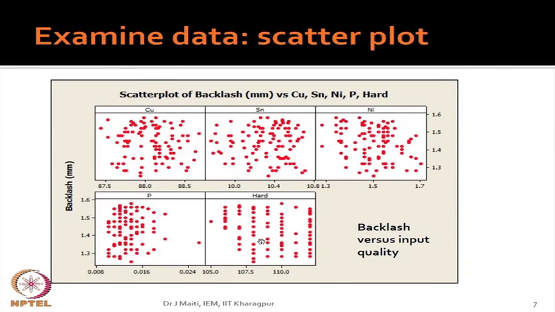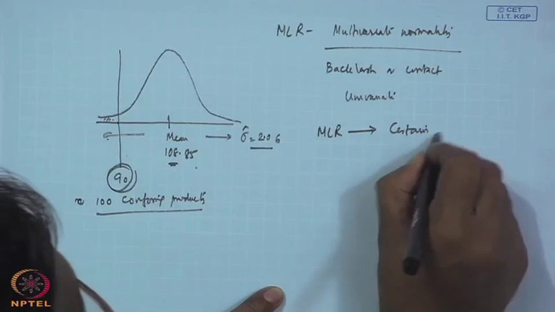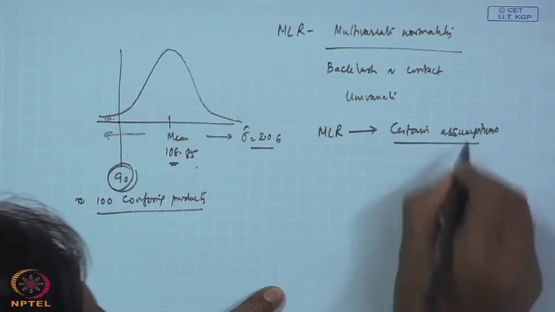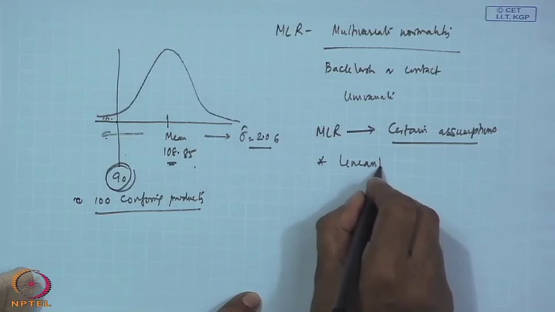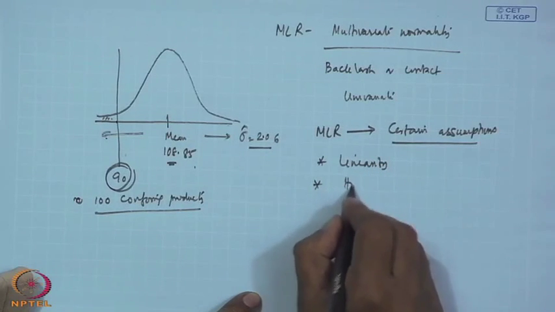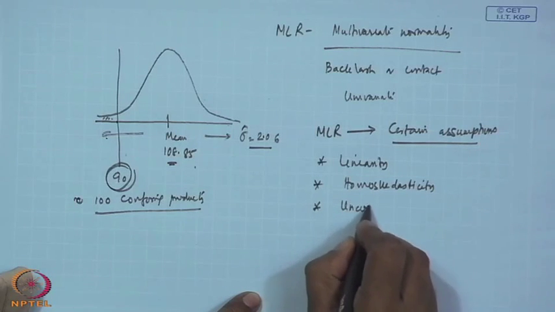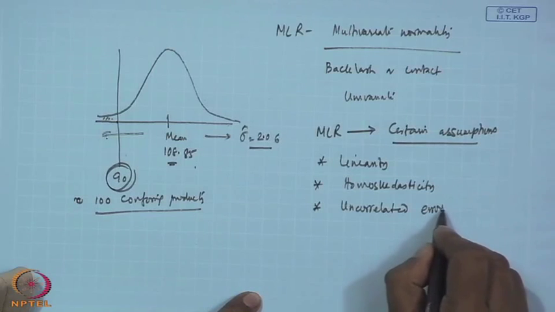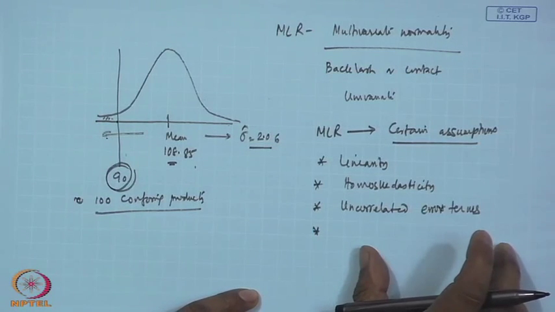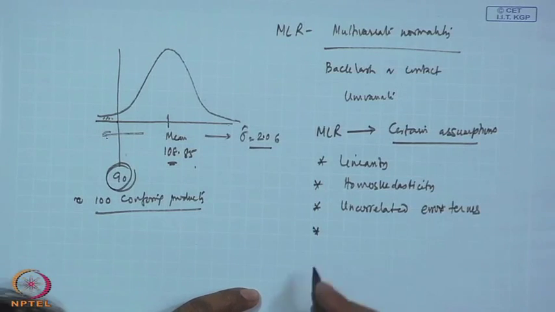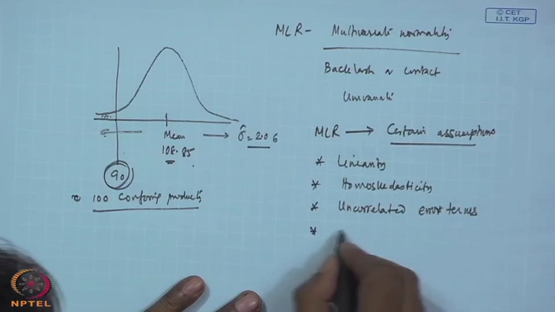So, the next step is, all of you know that MLR has certain assumptions. What are those assumptions that must be followed? For assumptions, one will be linearity, second one will be homoscedasticity, third one will be uncorrelated error terms, and fourth one, what we have seen, is that errors are independent, identically distributed, and errors follow basically a normal distribution. Errors will be normally distributed also. That is why normality.